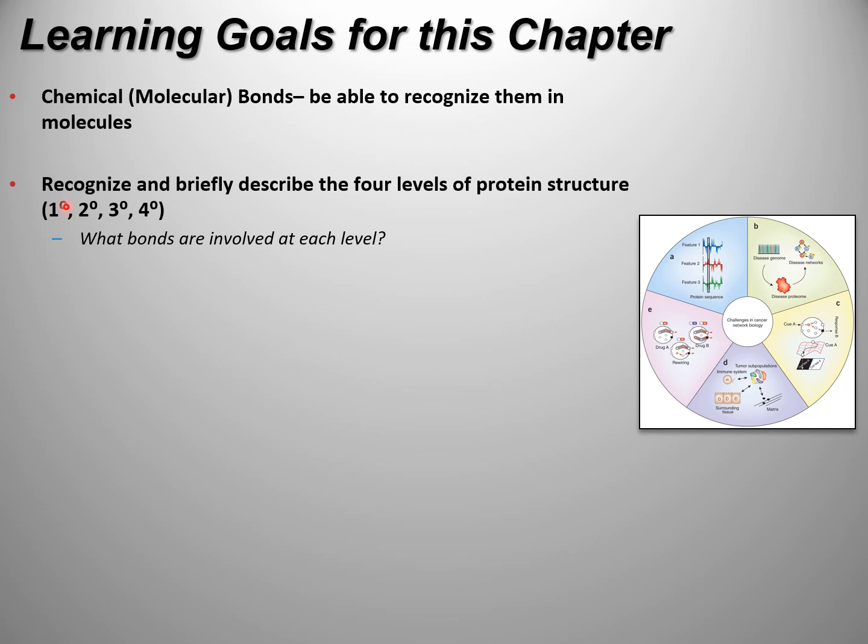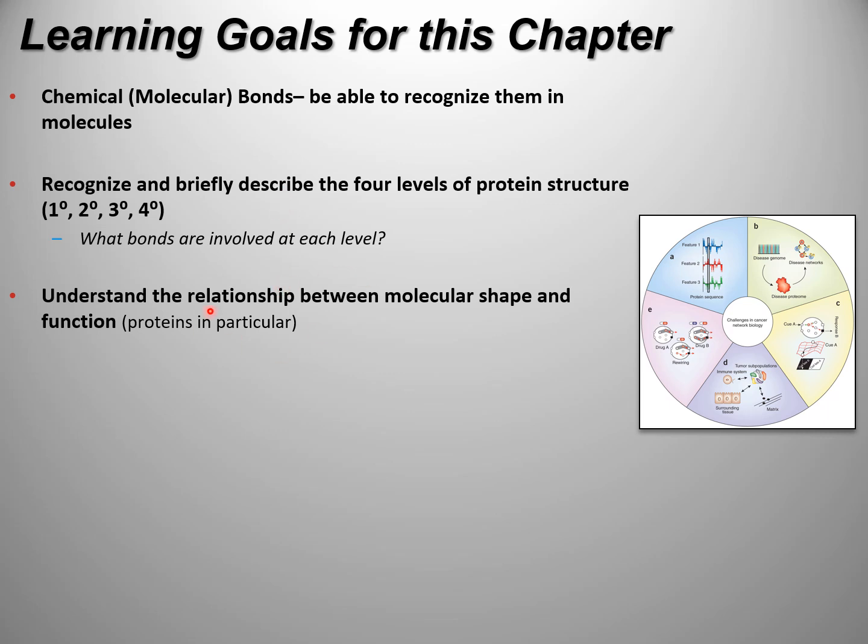So you do need to be able to recognize and describe the four levels of protein structure: primary, secondary, tertiary, and quaternary, and importantly, what bonds are involved. This will give you some insight as to why we in the clinic will spend so much time looking at certain parameters in patients, especially in acute care.